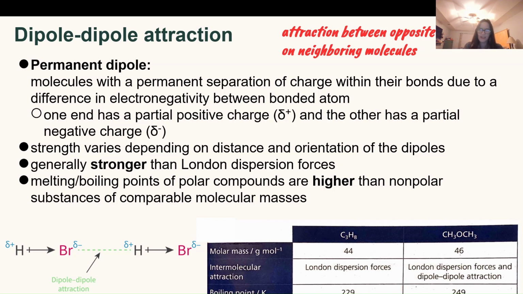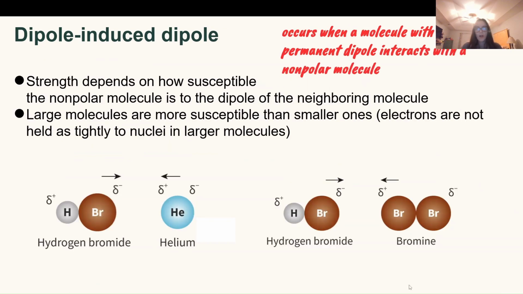force, so intermolecular forces. Okay, so the next type of van der Waals force is a dipole-induced dipole. This happens when a molecule with a permanent dipole interacts with something that's nonpolar, and gets close enough to it to induce a temporary dipole in that nonpolar molecule. So basically what this means is you have something polar, for example, hydrogen bromide here. This bromine is more electronegative.